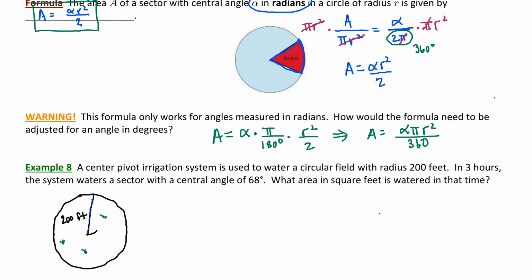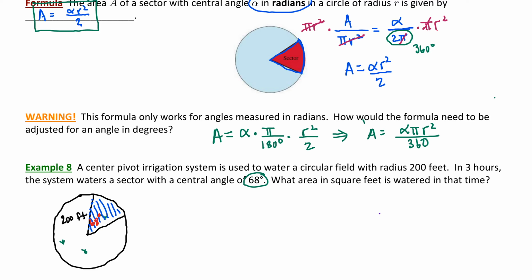As the irrigation system rotates, it's going to water the farmland in the shape of a sector of a circle. In 3 hours, the system waters a sector with a central angle of 68 degrees. So in 3 hours, it rotates 68 degrees. What area in square feet is watered in that time? Well, notice the angle is given in degrees, so we're going to have to carefully convert that to radians before we calculate the area of the sector.